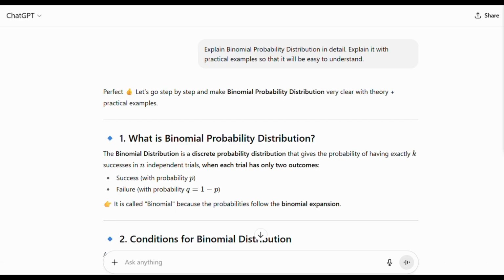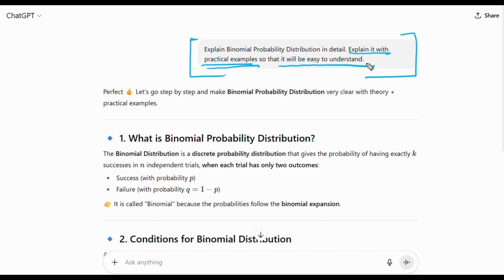In the beginning, we are going to mention a simple prompt in ChatGPT that explains binomial probability distribution in detail and explains it with practical examples so that it will be easy to understand. This is a very powerful prompt in just 2 lines, and it will give you all the key insights of binomial probability distribution. So let's start.